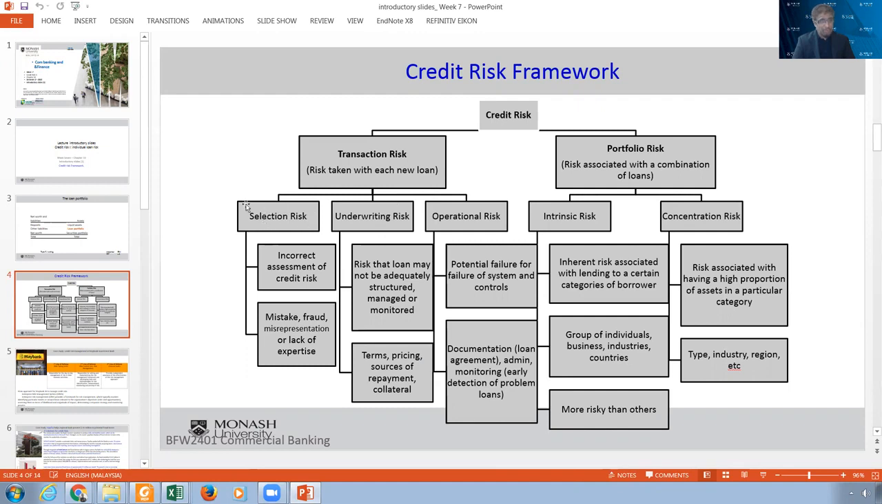So the first thing, we start with the selection risk. The problem with this risk is that you have an incorrect assessment of the credit risk. Like what happened during the subprime crisis, you bring in the subprime borrowers and then you choose them. When you screw up here in the selection, everything later on is just accumulation and piling of risk, because the selection was wrong.